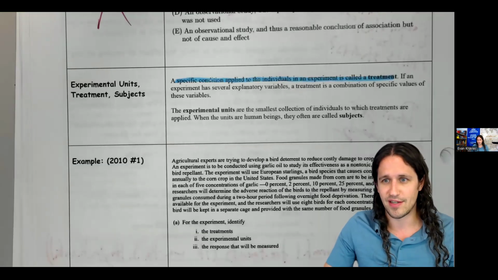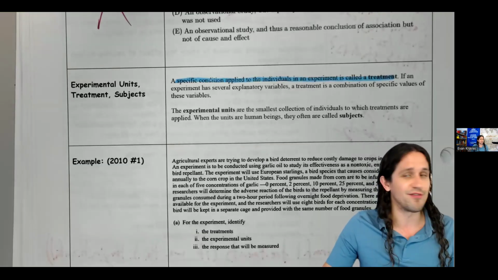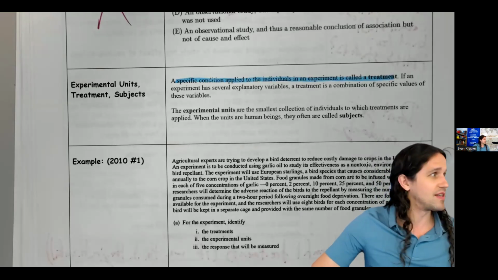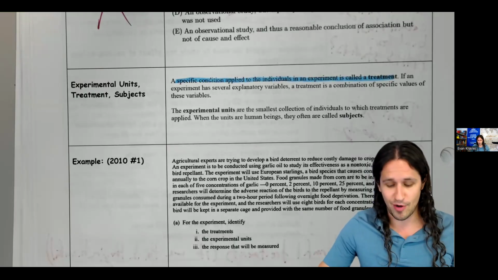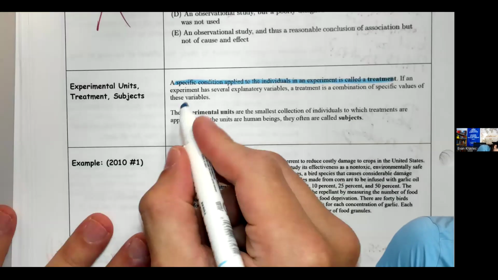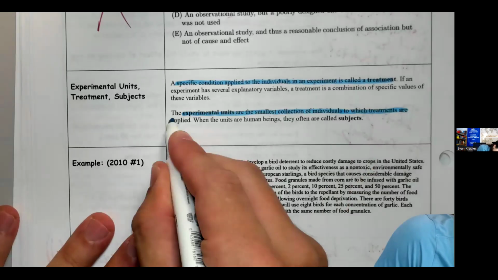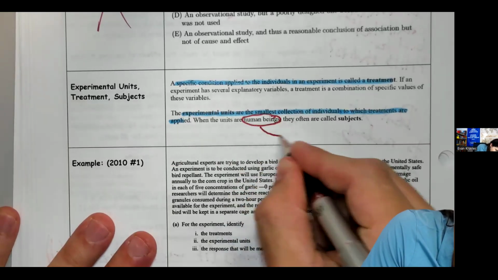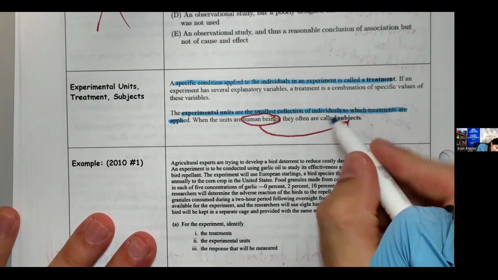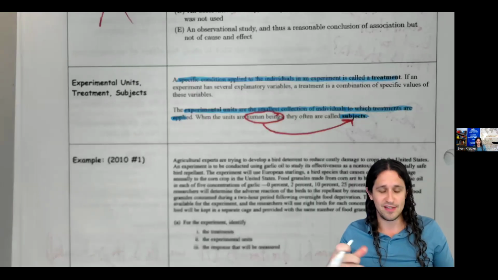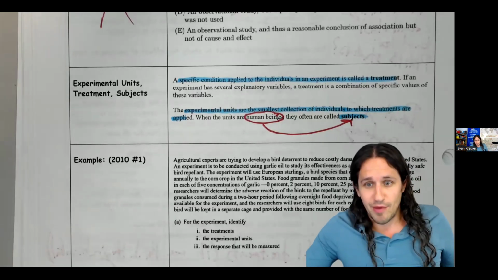We can talk about, maybe it's a fertilizer put on the plants. Maybe it's the type of class somebody takes. Maybe it's, I don't know, whatever we're learning about, what kind of lunch they eat. That's the treatment. The experimental units, okay, are the smallest collection of individuals to which treatments are applied. If they're human beings, we don't call them experimental units anymore. We call them subjects. So we want to recognize the difference in our humanity or something here.